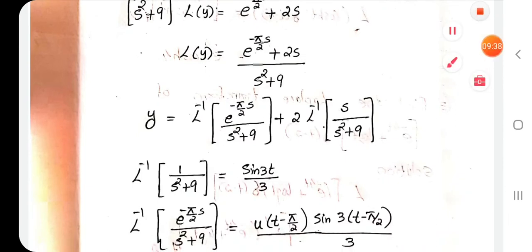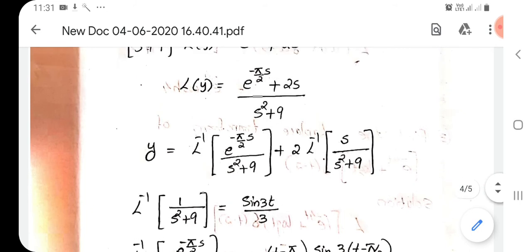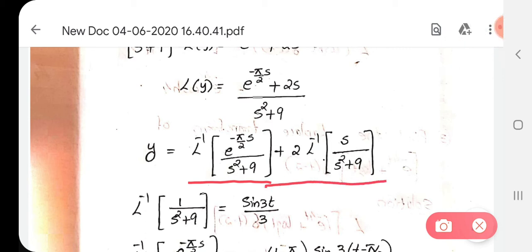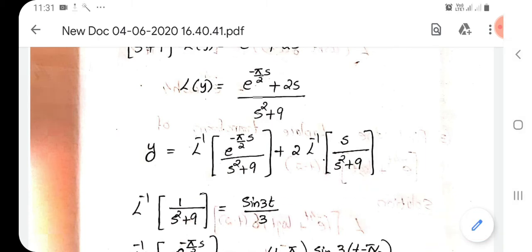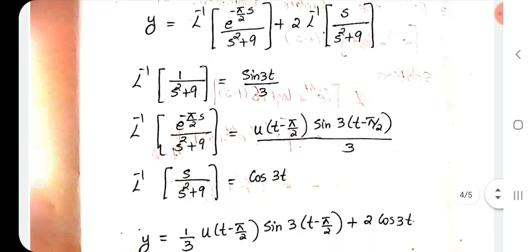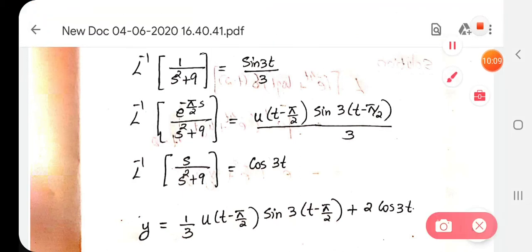And then y is, we take the inverse Laplace transform. So y is L inverse of e raised to minus pi by 2s by s square plus 9, plus 2 into L inverse of s by s square plus 9. So now we find the inverse transform of these two functions. We know that the L inverse of 1 by s square plus a square is sin at by a. So L inverse of 1 by s square plus 9 is sin 3t by 3.